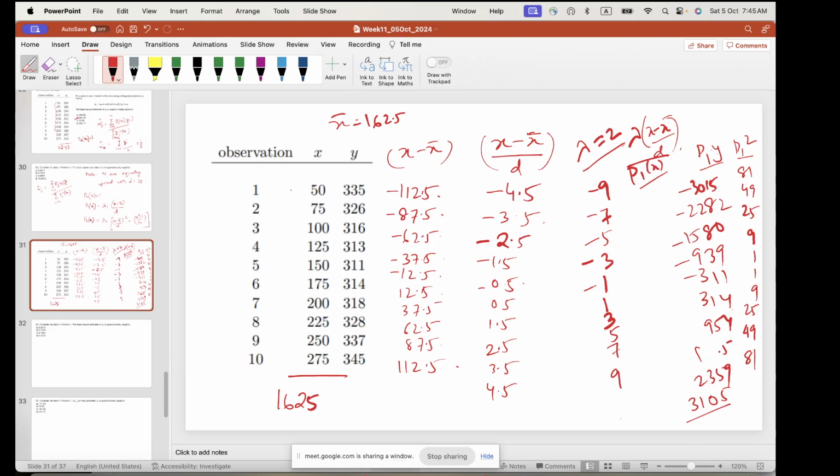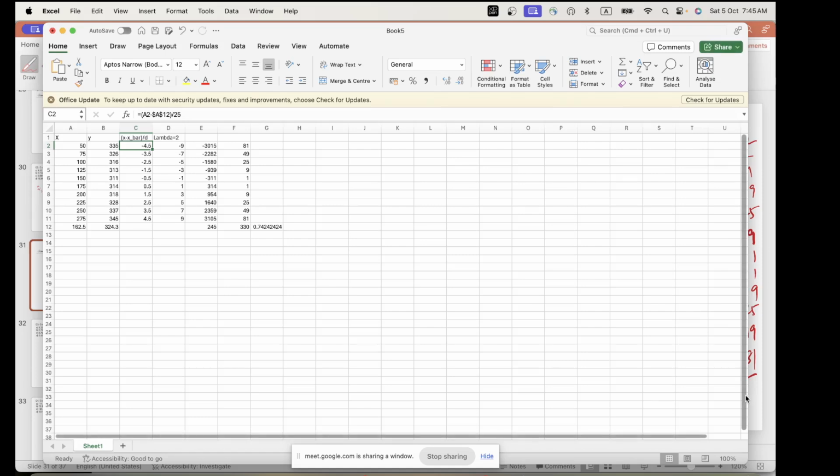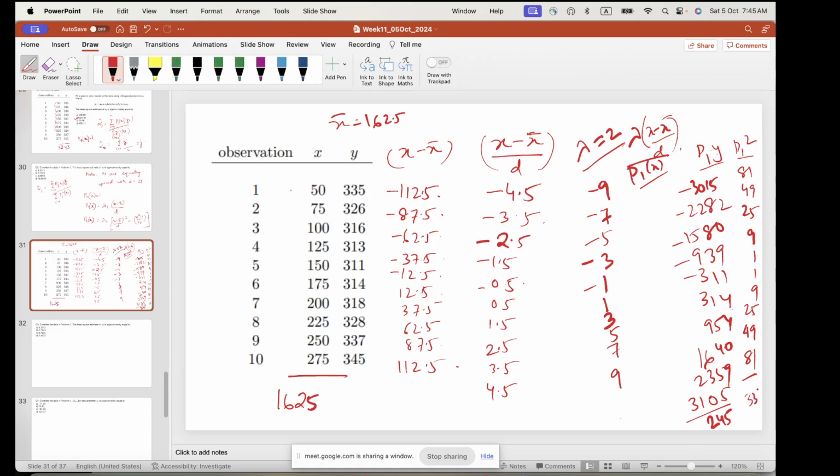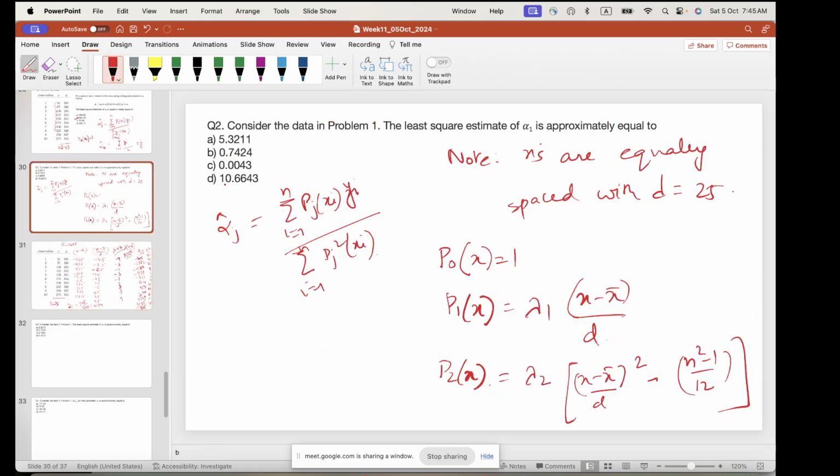Okay, so here this will be 328 into 5, so this will be 1640. So the total will come out to be 245, and the total sum of squares will be equal to 330. Then alpha 1 hat will be 245 by 330, which is close to 0.74. So the correct answer is B.